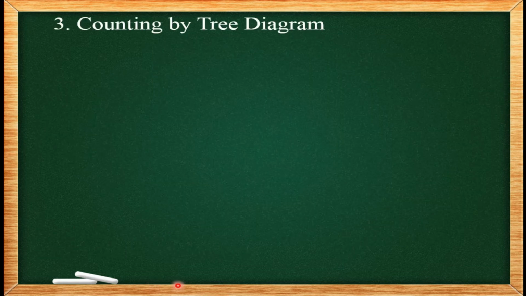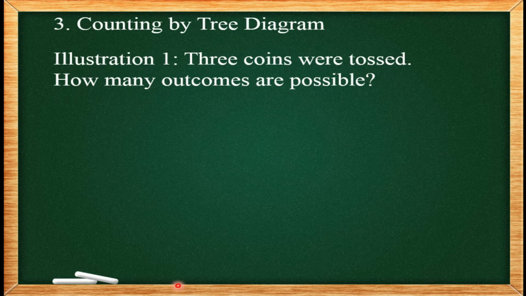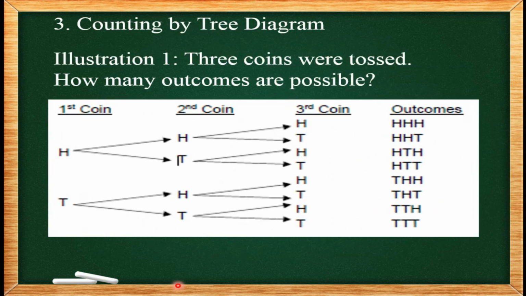The third principle for determining the number of possible outcomes is by using a tree diagram, which we're going to elaborate on by using illustrations. Illustration number 1. 3 coins were tossed. How many outcomes are possible? This is how a tree diagram looks.